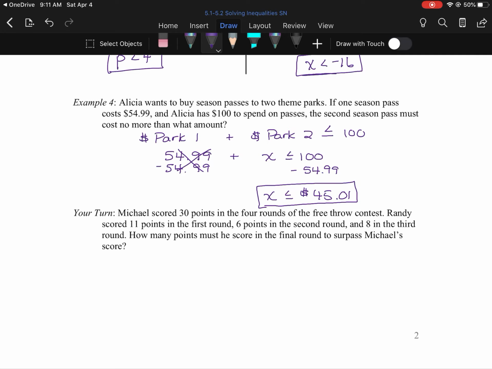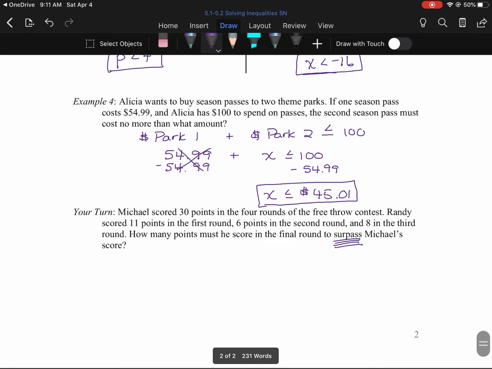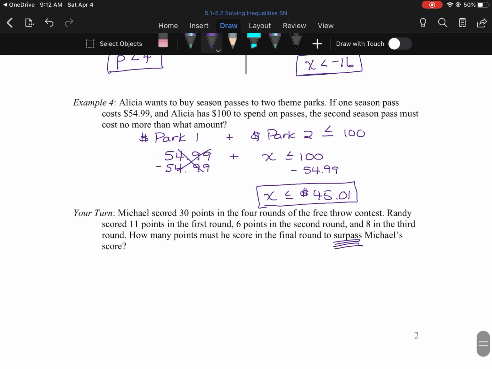All right, so the last your turn, it says Michael scored 30 points in 4 rounds of the free throw contest. Randy scored 11 points in the first round, 6 points in the second round, and 8 in the third round. How many points must he score in the final round to surpass Michael's score? Now that surpass means something huge. We don't want it to equal Michael's score, because if it equals it, then they've tied. He wants to win this.